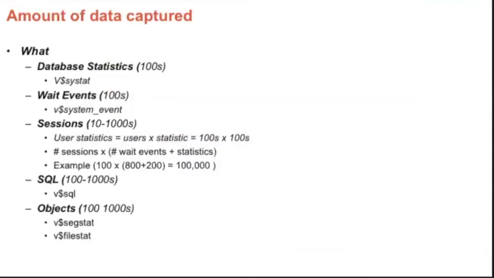In Oracle, there are over 1,000 wait events now, and a couple hundred statistics. So if I collected those 1,000 wait events and those several hundred statistics per user, and let's say there are 100 users, I'm talking over 100,000 data points per collection. That's a lot of data. If I want to collect fast, certainly not once a second, maybe once a minute, that's still a lot of data once a minute. And that's just the sessions.